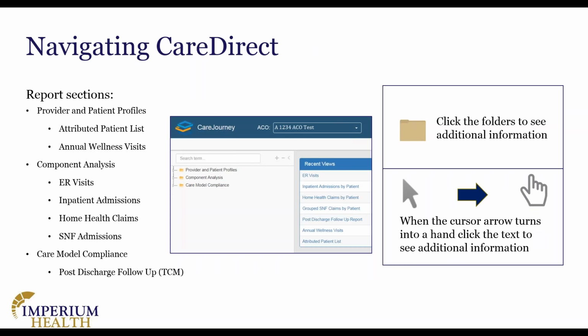When you're navigating ACO Health Solutions, look for those manila folders on the left side of the screen. When you open up the folders, you'll be able to see additional reports that will help you to improve the care coordination on your patients, as well as take advantage of all that data provided to the ACO. Anytime you see a cursor turn into a hand, that's going to be a cue for you to be able to click on something that will let you see a bit more information.